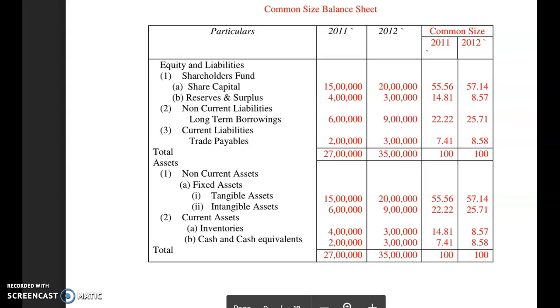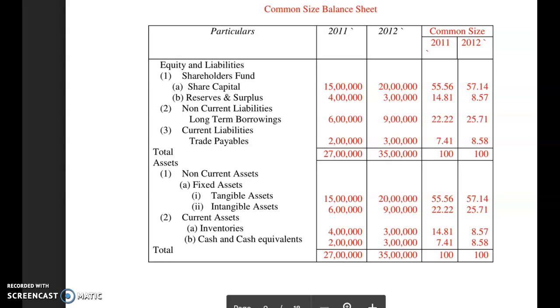Come to the asset side. Same way, the amount is given of the total assets, same as total liabilities: 27 lakh for 2011, 35 lakh for the year 2012. Now one by one we will calculate here again, for tangible and intangible assets separately. Tangible assets 15 lakh, 20 lakh. When we assume 27 lakh is equivalent to 100, 15 lakh will amount to 55.56. So this way we will calculate the individual percentage of all the items, resulting in a total of 100.